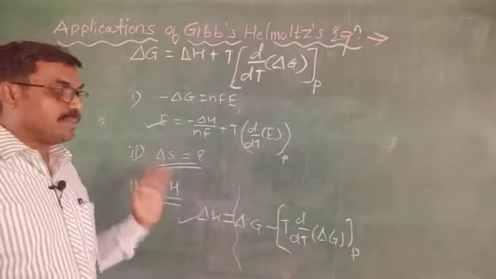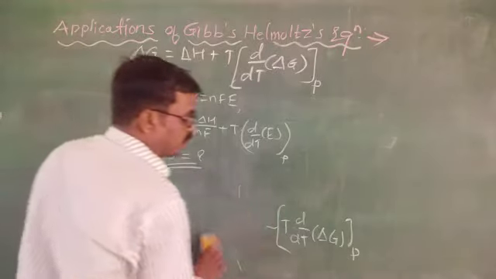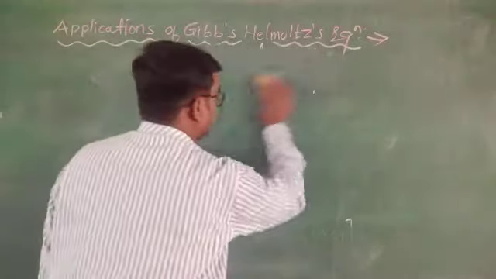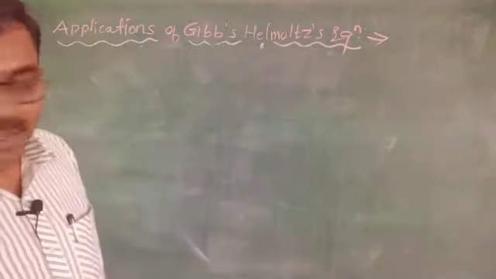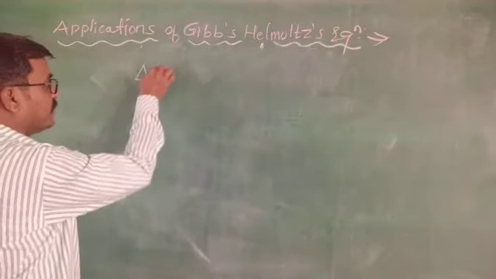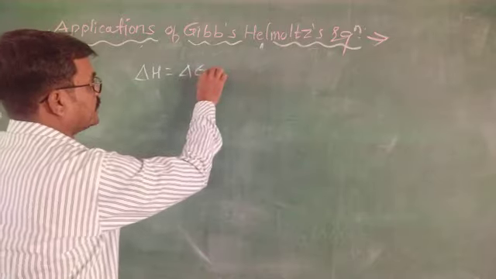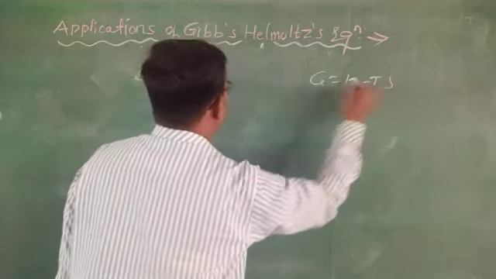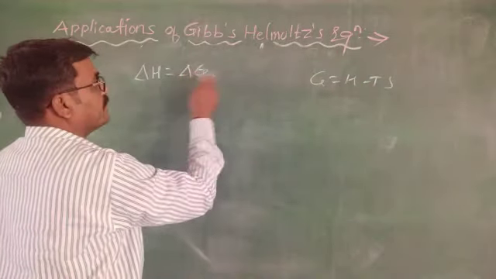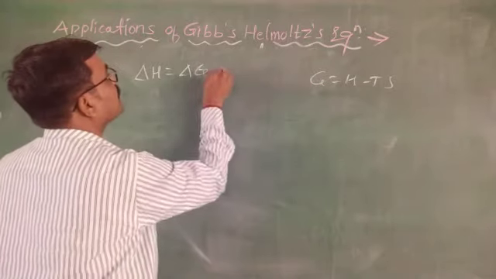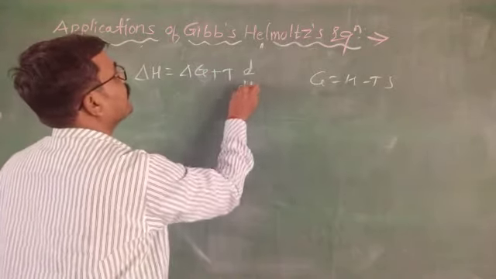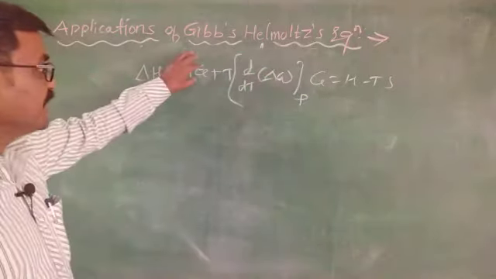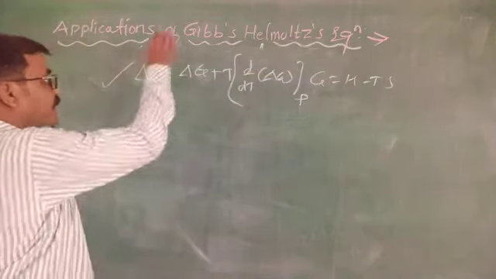From this application we are able to solve some problems. In the last application you know how to find out delta H, because you know G equals H minus TS. That's why here delta H is equal to delta G plus T into d/dT of delta G at constant pressure. If you know this delta G and T, you are able to find out delta H.